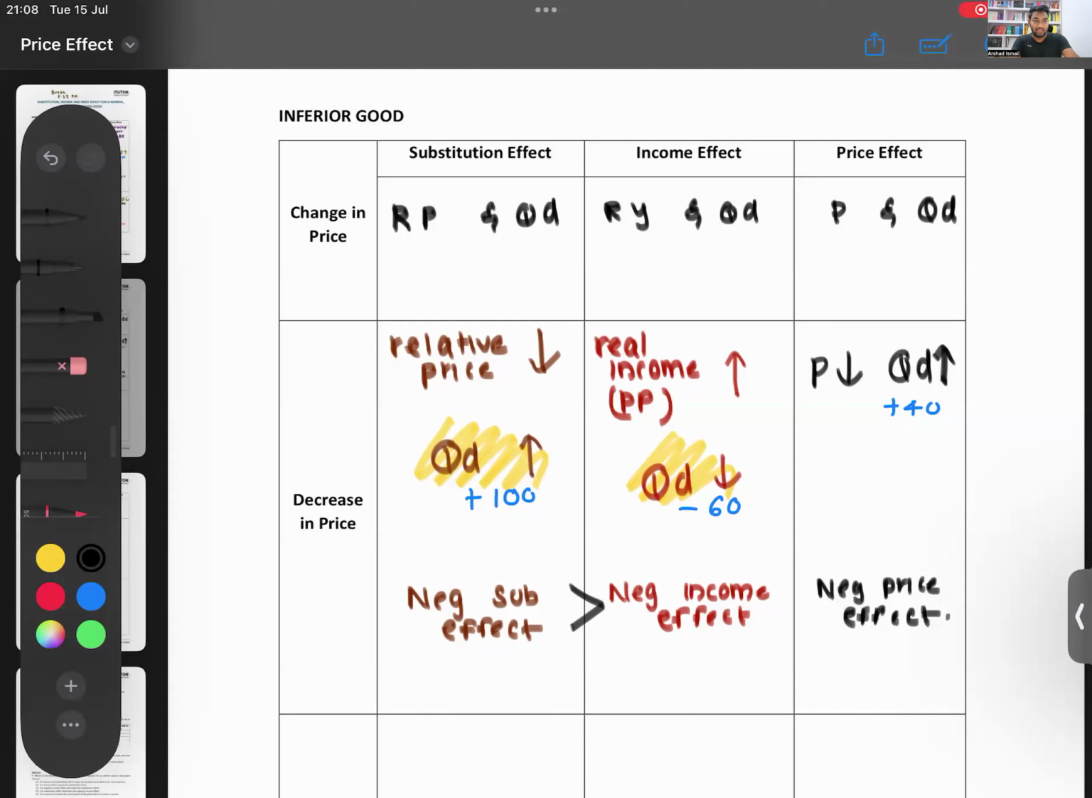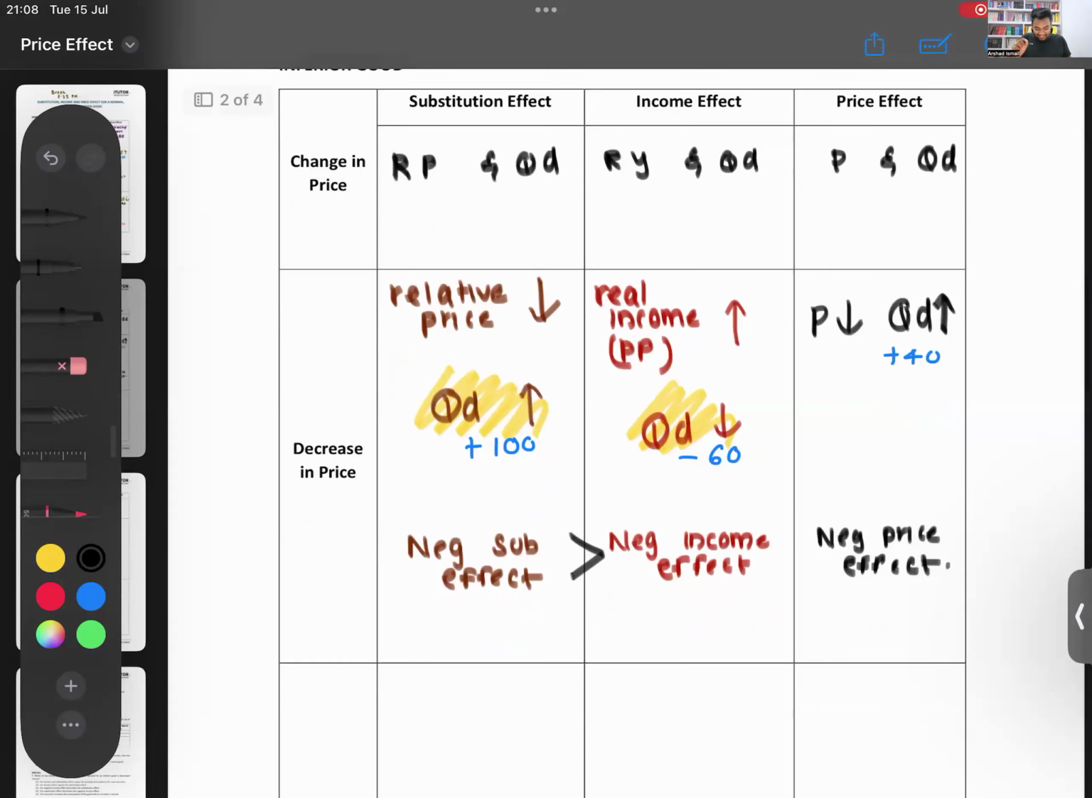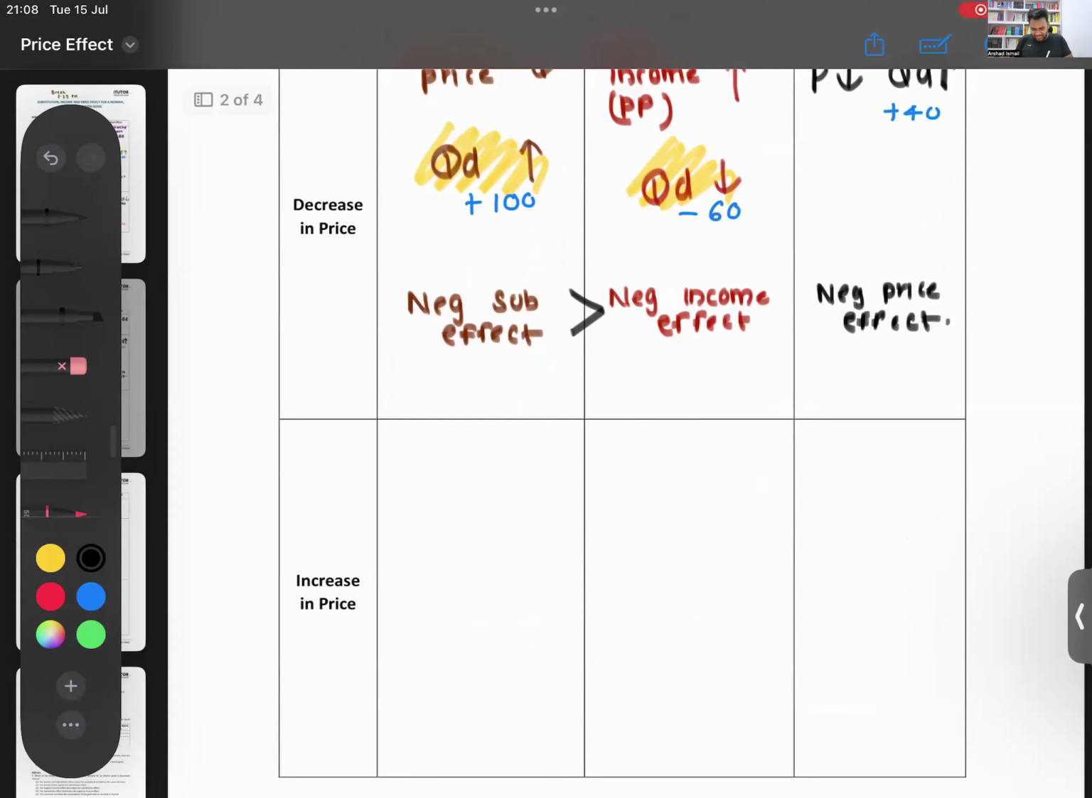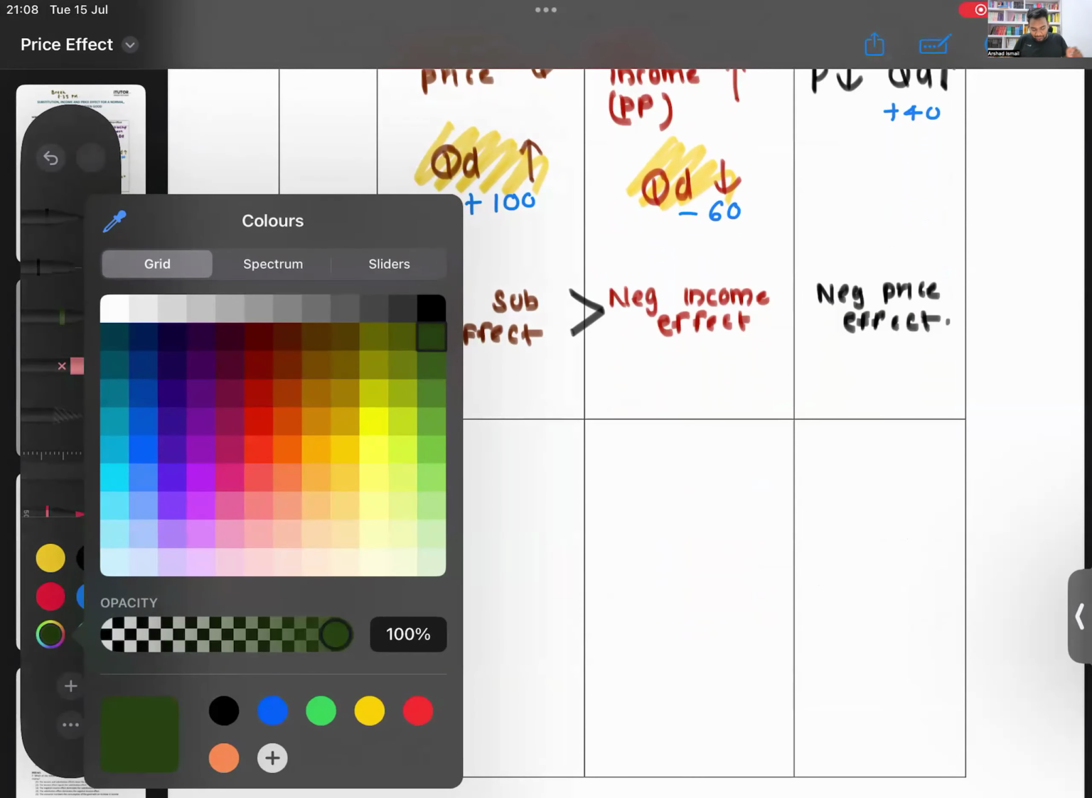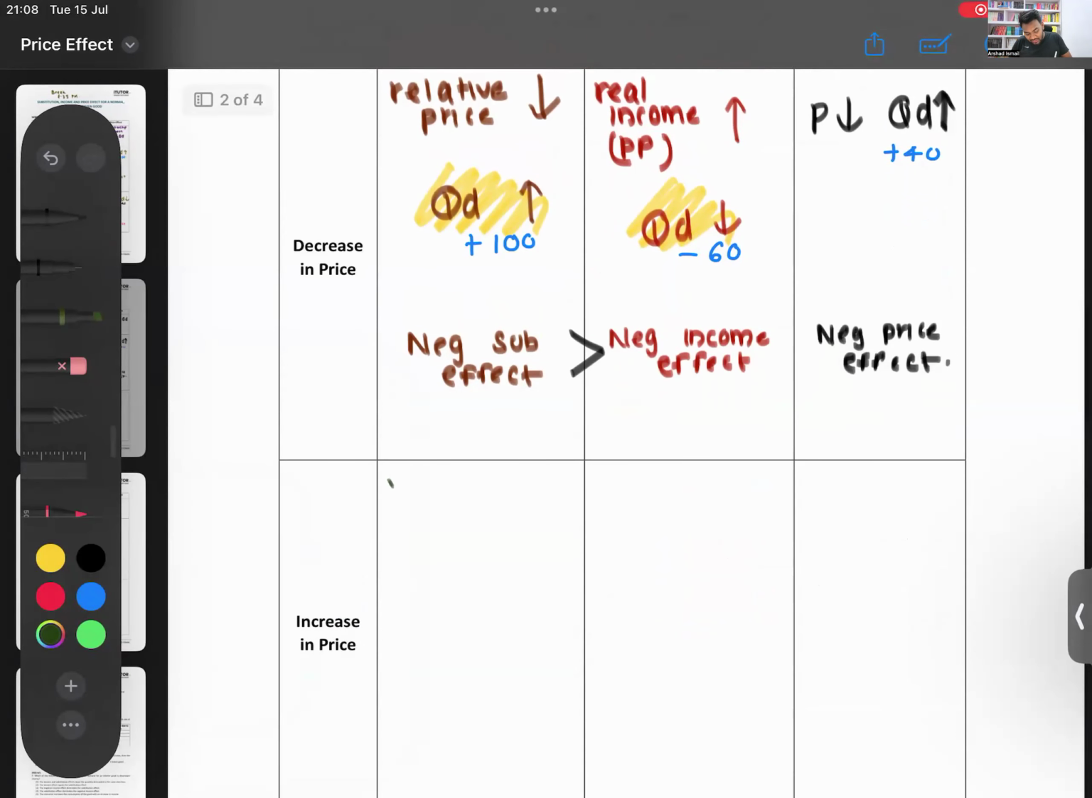Right. Now we'll move into the other side of it. What happens if the price increases? If the price of an inferior good increases, now we can go a bit faster. What happens to the relative price? Astra has gone and increased their price. Now Astra is relatively more expensive than Medoli and the others. Relative price increases.